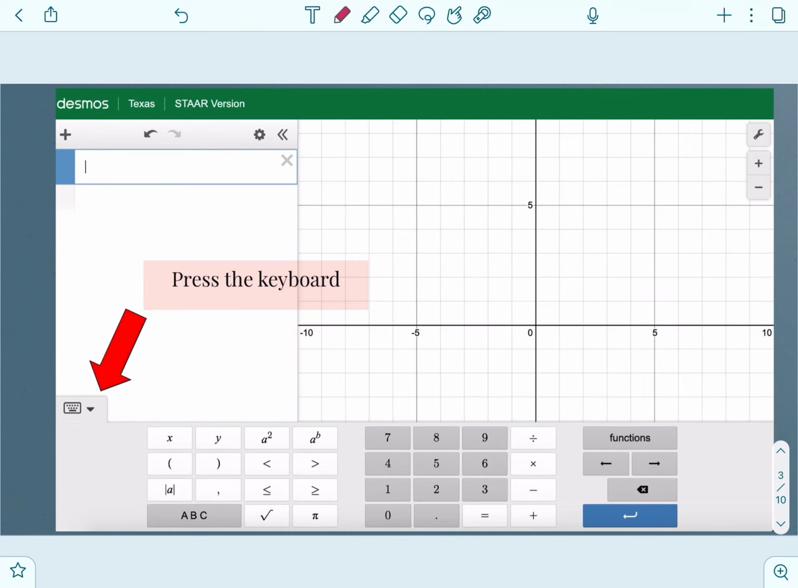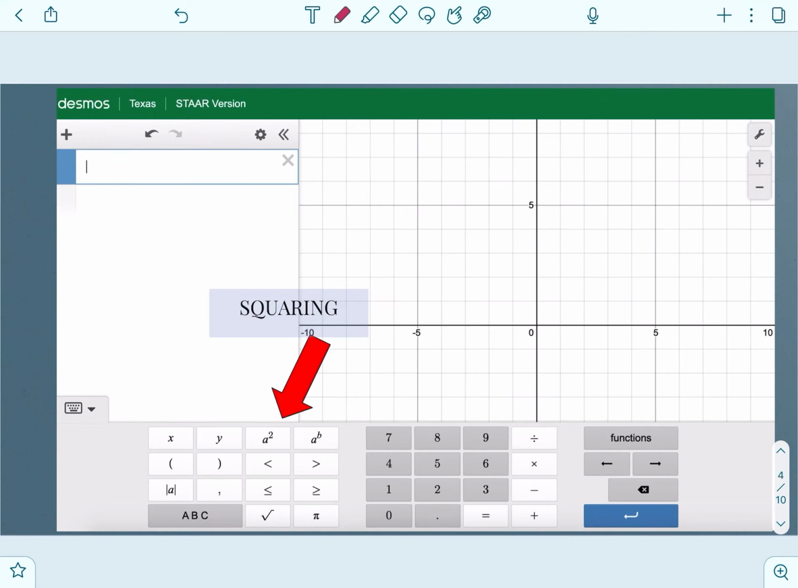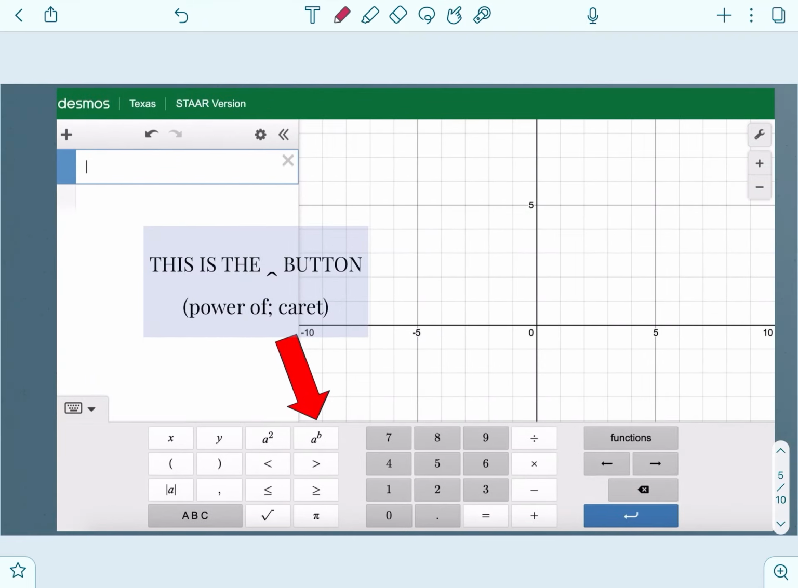The first thing you need to know is that the square button is that A squared button right there. You need to press your number first, and then press the A squared to apply the square to the number that you chose. Then right next to that is the A to the B power. This is the caret symbol, which means you are taking the power of. A lot of students like to use A squared, or you can press the A to the B button and then press the 2 after that, but both are going to be the same.